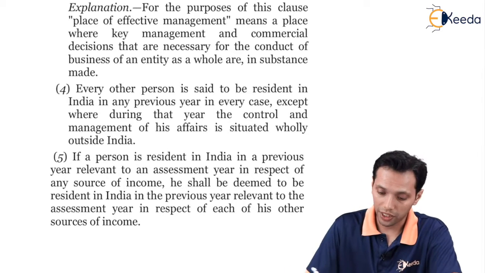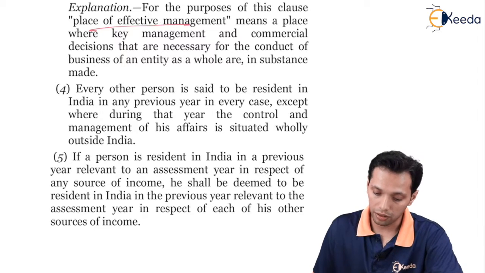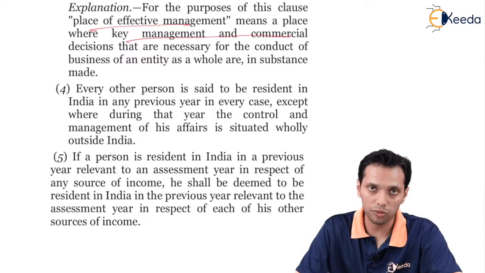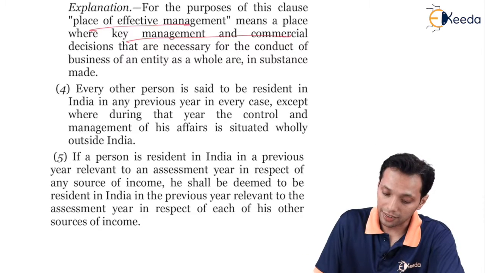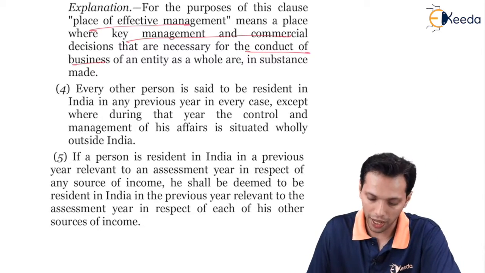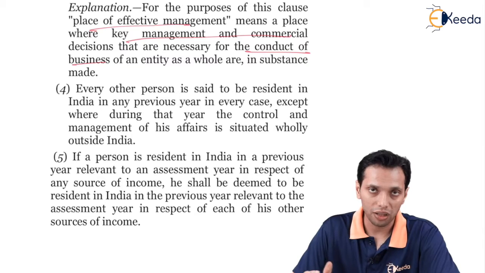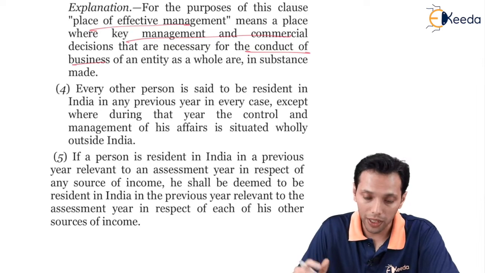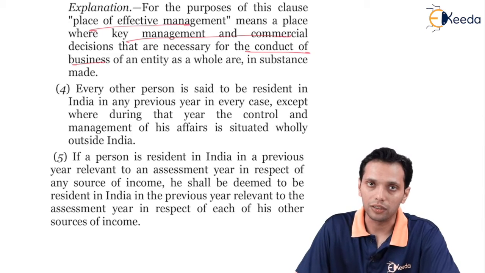Explanation to subsection 3 of section 6. For the purpose of this clause, place of effective management is defined through an explanation as a place where key managerial and commercial decisions that are necessary for the conduct of the business of the entity as a whole are in substance made. So where the managerial decisions and the commercial decisions are made is the place of effective management of the foreign company. If it is in India, then the foreign company will be considered as resident in India as per subsection 3 of section 6.